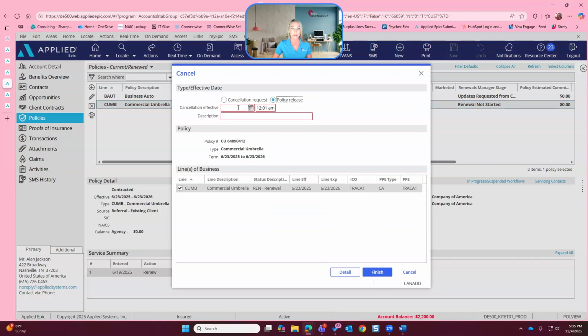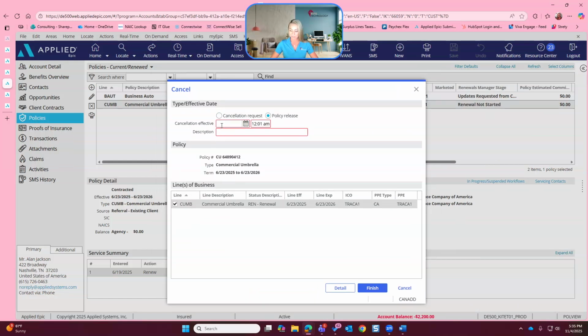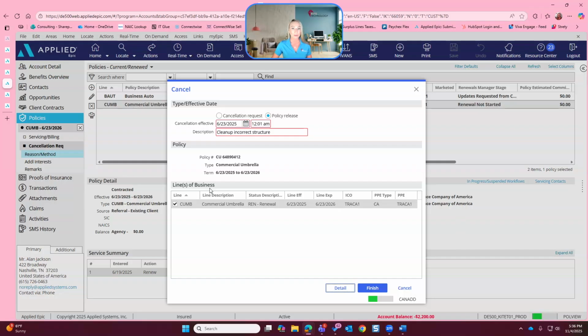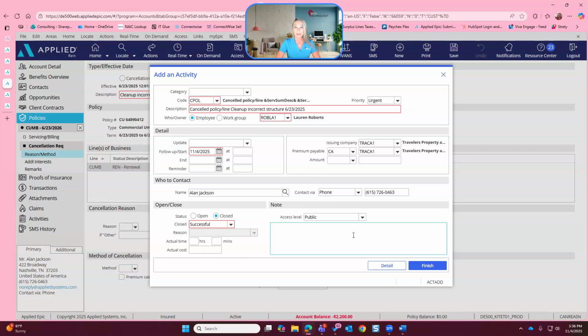And once we do that, we're just going to put in that flat cancellation date, which was 6/23/25, 2025, there we go. And we are going to put in cleanup incorrect structure. Right. Now we can go into the detail. There's not a whole lot of detail to put in here, but we do want to put in some of that information, make sure that we fill out all of our fields. This situation, it's just going to be a standard cancel policy. We can close this activity and put in here that we are moving to the correct agency.